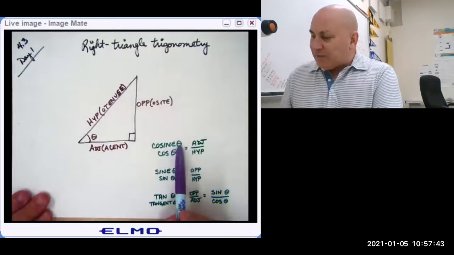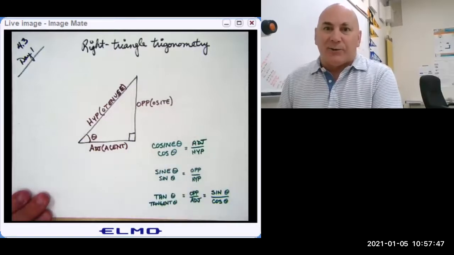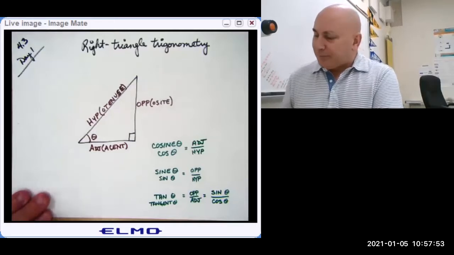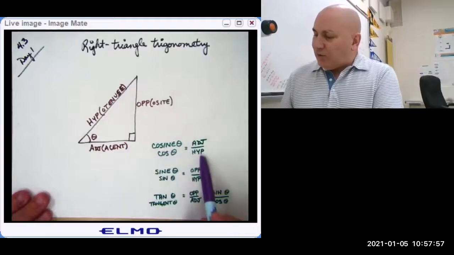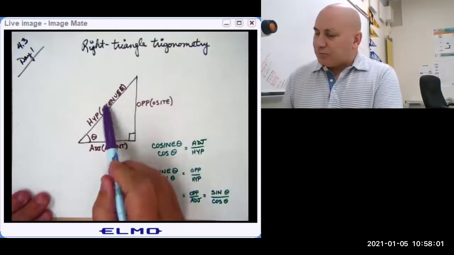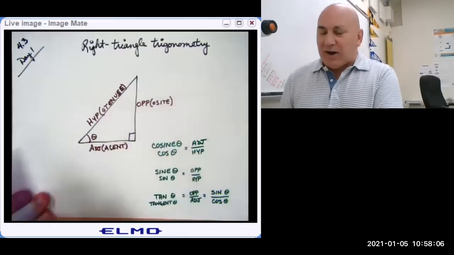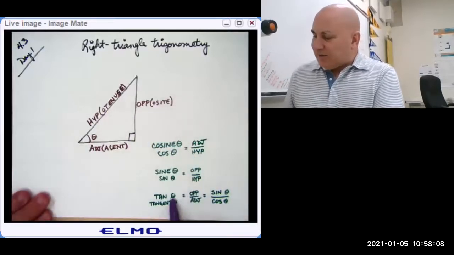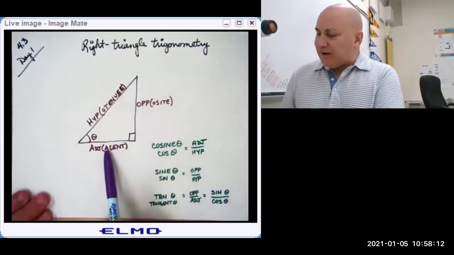Cosine of theta, often written COS. Do not call it cos or cos to me. It's a cosine. You can use two syllables. It's okay. So cosine of theta is adjacent over hypotenuse. The sine of theta is opposite over hypotenuse. And the tangent of theta is opposite over adjacent.